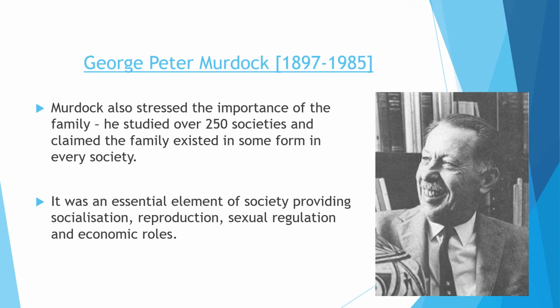Murdoch, he also talks about how the family is really important. Now, again, I know these are talking about family and not healthcare, but we'll look at the healthcare application in a second. This is just a general overview of what they think. So Murdoch stressed that he studied 250 societies and claimed that there was a family in every single one, and the family had essential jobs. It was reproduction, socialization, sexual regulation, so allowing adults to engage in regular and regulated sexual activity, and it had an economic function. Again, ultimately, you have sex, you reproduce, you've got to socialize the kids, teach them all the values, and you get a job to pay for them.